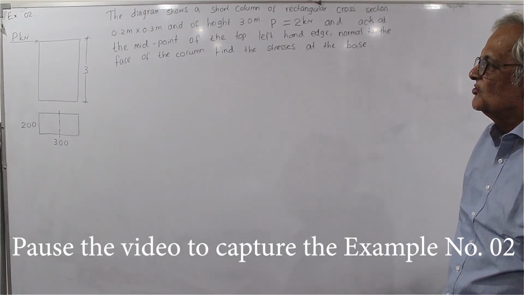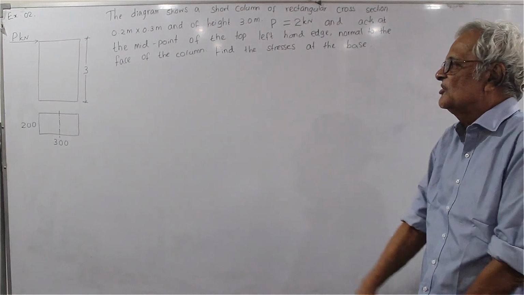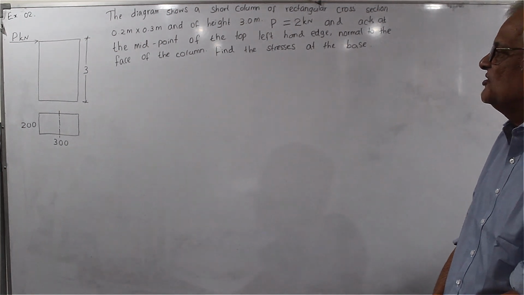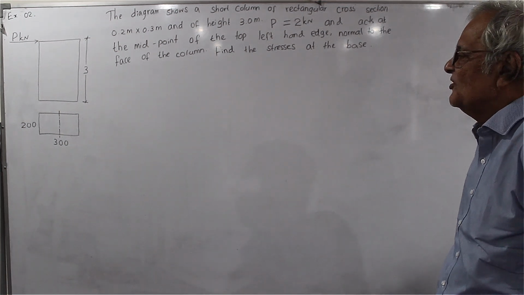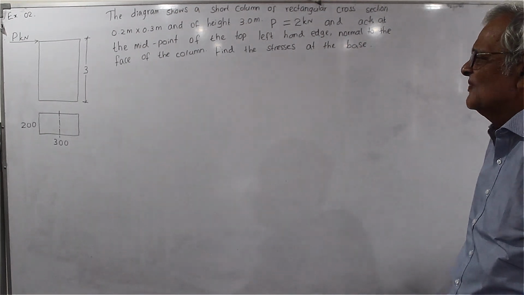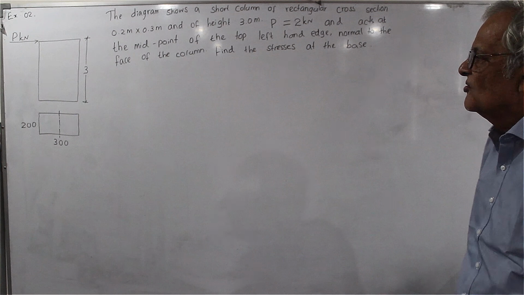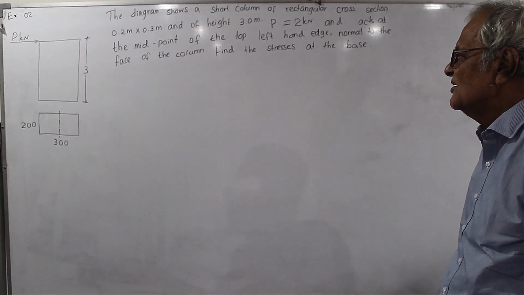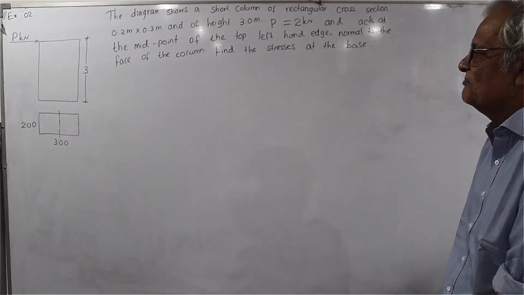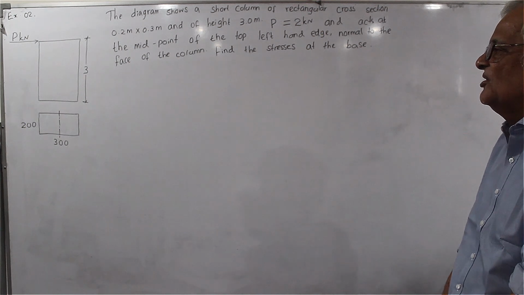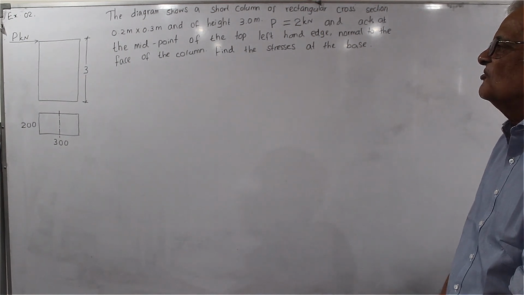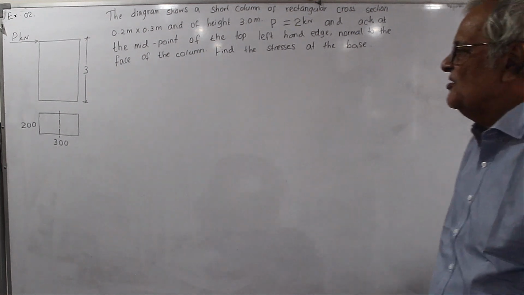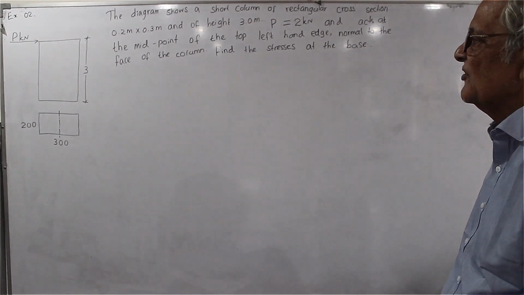Now, example 2 is given on the board. Before considering this, I want to explain two points which we have been talking about with regard to these problems. One is short columns. We are considering only short columns. If we use long columns, they will buckle and all our theory is not applicable. Second point, we have always been asking for the stresses at the base. This is because the maximum stresses occur at the base.